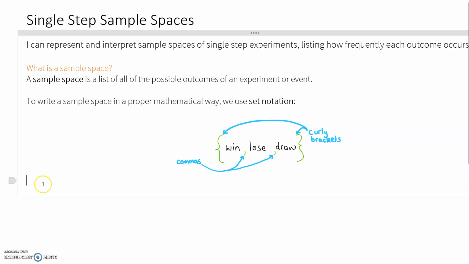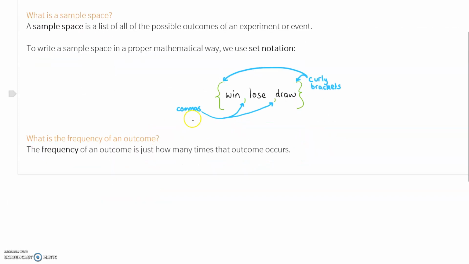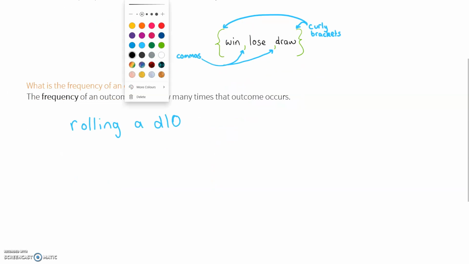I know a lot of people got really confused when they saw this word on the pretest. So whenever we say frequency of something, it just means how many times something occurs. Okay, so if we do a sample space, let's say for rolling a D10, a 10-sided die, we've got 10 different outcomes, and let's write out the sample space.